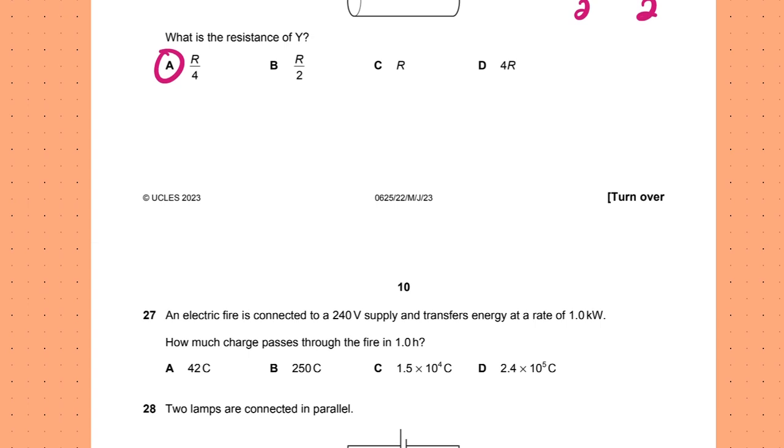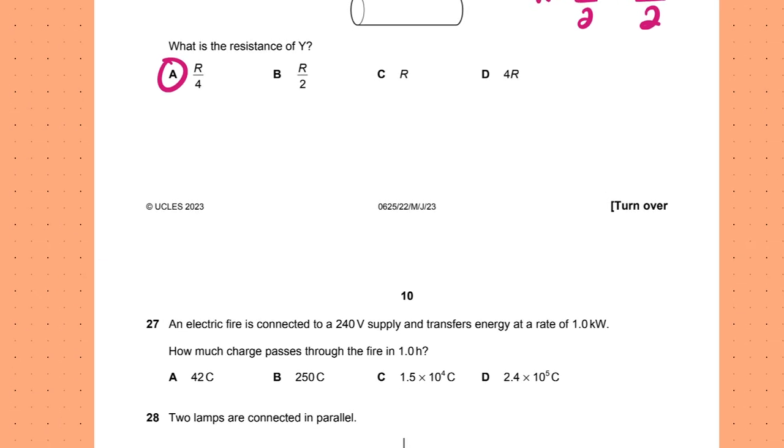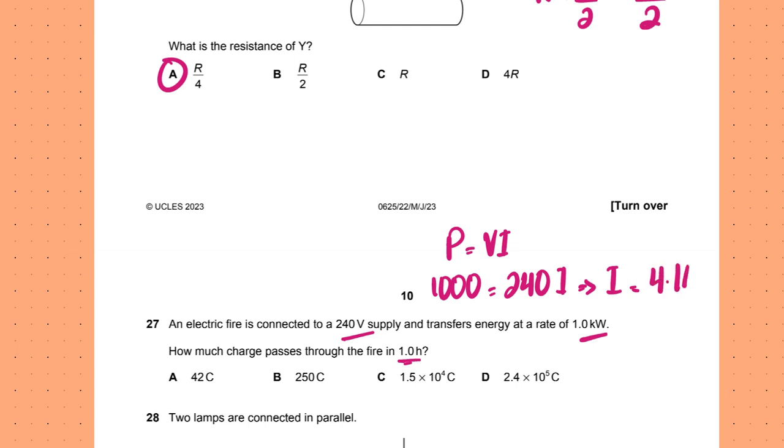27. An electric fire is connected to a 240 volt supply and transfers energy at a rate of 1 kilowatt. How much charge passes through the fire in 1 hour? All right, so charge passing in 1 hour. I have V, I have power. So P equals VI. I can find out the current. Let's first do that. So P equals VI, so 1000 equals 240I. So this means I is 1000 over 240, so 4.167 amperes.